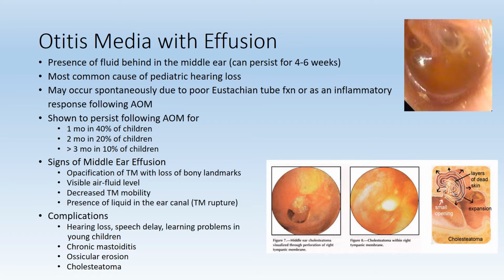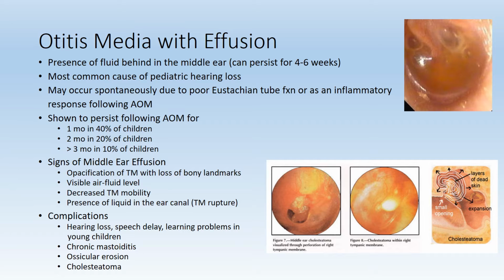Otitis media with effusion is also colloquially known as glue ear, and it is the presence of fluid behind the middle ear and can persist for 4 to 6 weeks, in some cases up to 3 months or longer. It's the most common cause of pediatric hearing loss and may occur spontaneously due to poor eustachian tube function or as an inflammatory response following an acute otitis media. So as you can see, in 10% of children, the otitis media with effusion can last for more than 3 months.